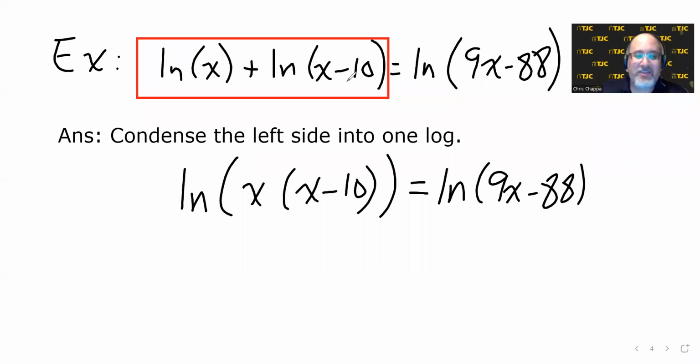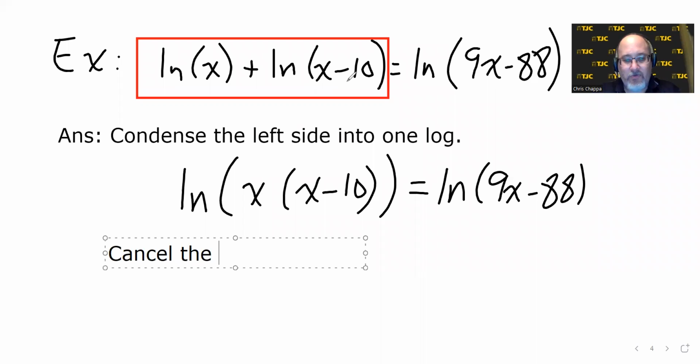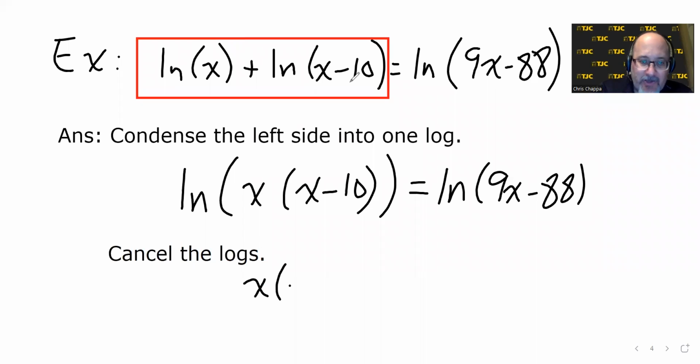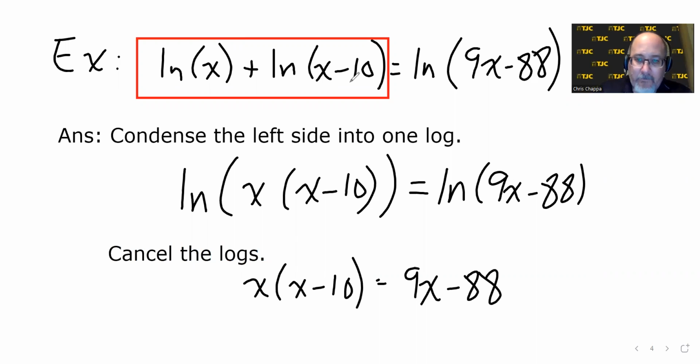And once we've condensed them, then we can cancel the logs. And again, this cancel-the-logs move only works when you have one log equal to one log, which is what we have now. If we cancel the logs and equate the arguments, we get x times x minus 10 is equal to 9x minus 88. Now, if this said x equals, it would be done, but guess what? It doesn't. So now we have to finish solving this equation.